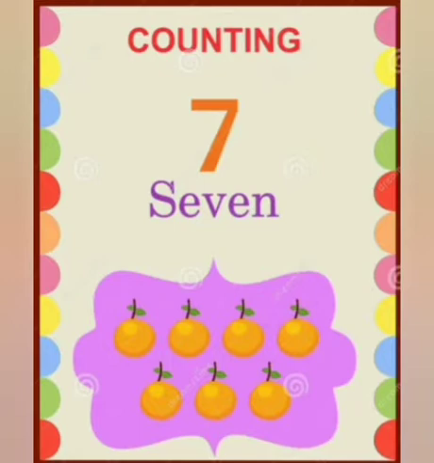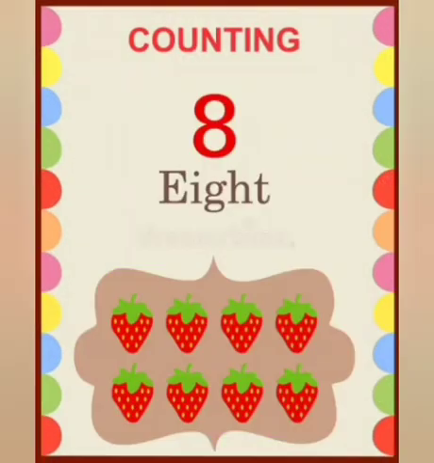7. Very good. 7 oranges. How many oranges are there? 7. That's nice. After 7, which number comes? 8. Very nice. 8 strawberries. How many strawberries are there, playgroup? 8. Very good. So we have revised our numbers from 1 to 8.